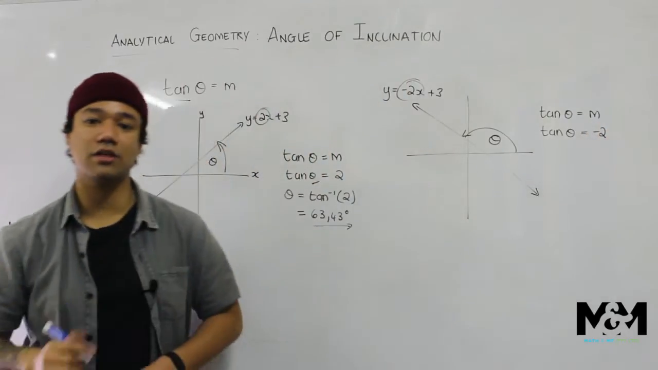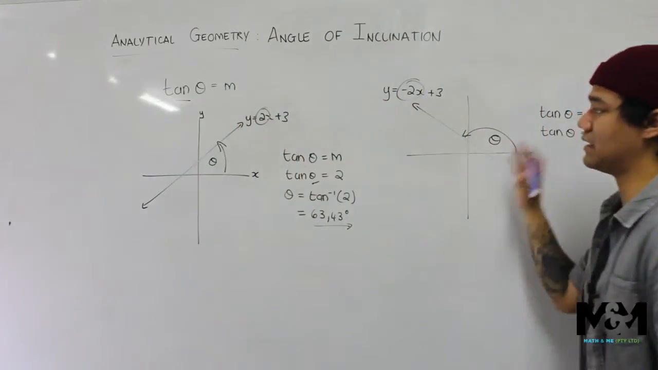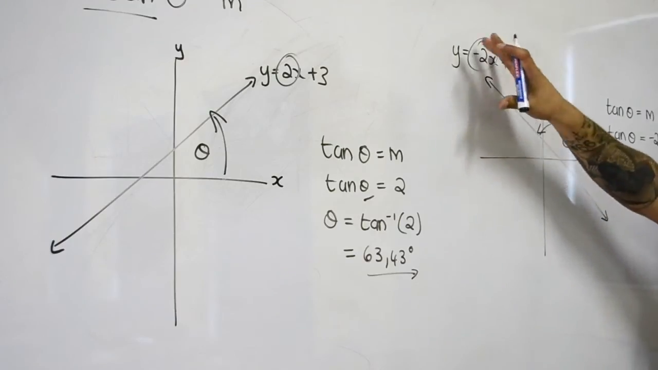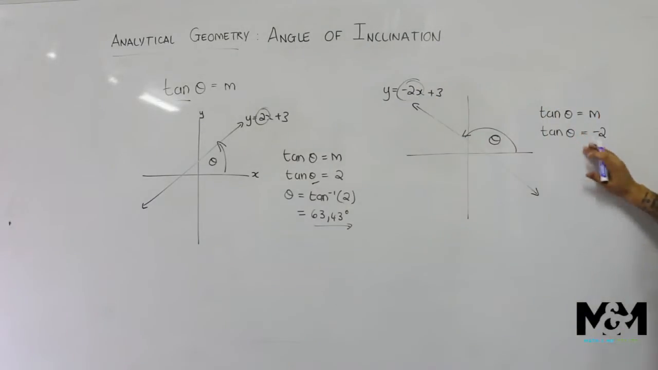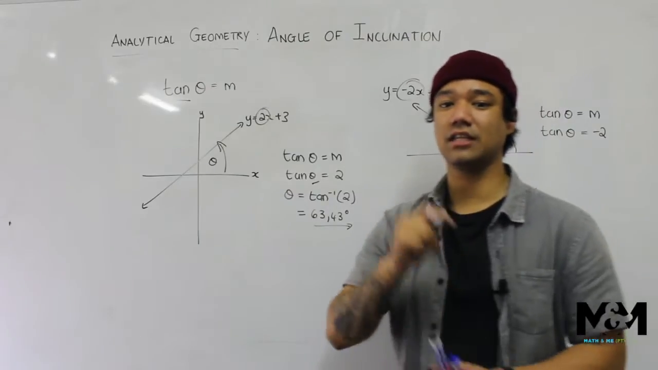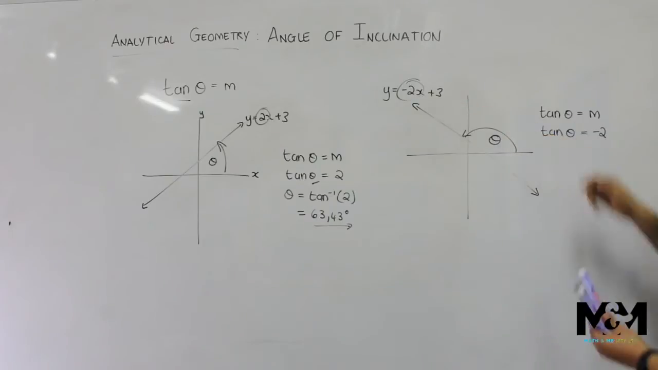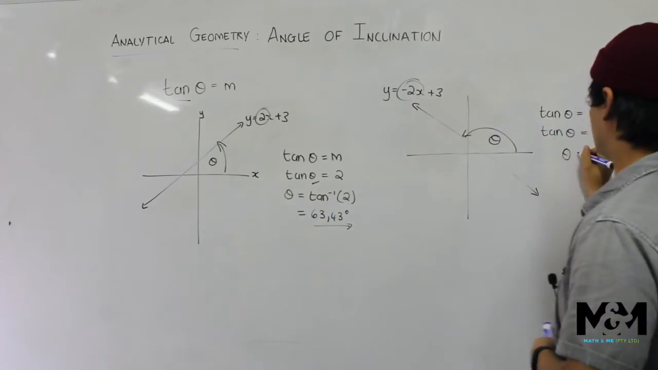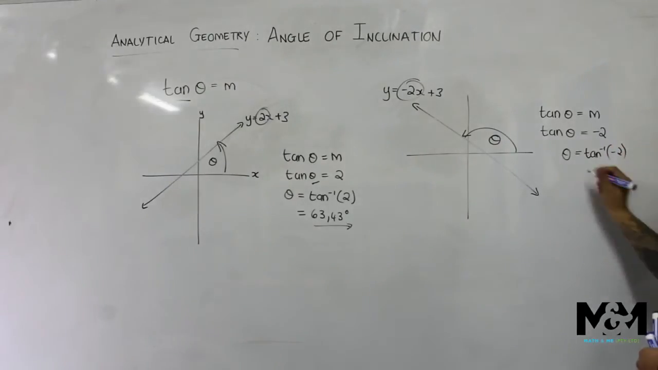Just a quick note over here. Some teachers say always take the positive and then adjust accordingly. I like to take the gradient as is and then make my adjustments, so I will put the whole negative 2 in there. I like to say that tan theta equals m. This formula always likes to find the closest distance from the x-axis to the line. So when I input this, theta is equal to arctan of negative 2.